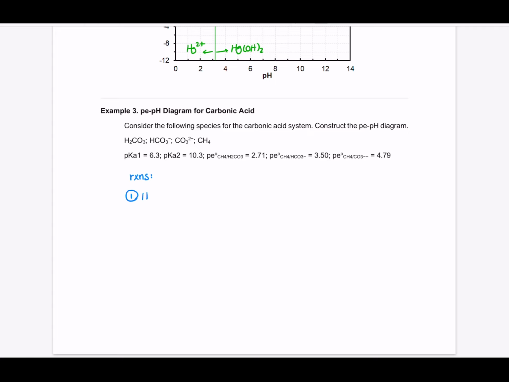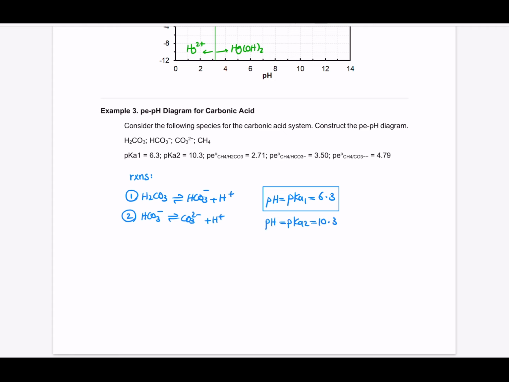So the first one is basically H2CO3 going to bicarbonate plus proton. And then pH would be equal to pKa1 or 6.3. That's the first one. The second one would be bicarbonate to carbonate, CO3 plus H plus. And then pH would be pKa2, 10.3.